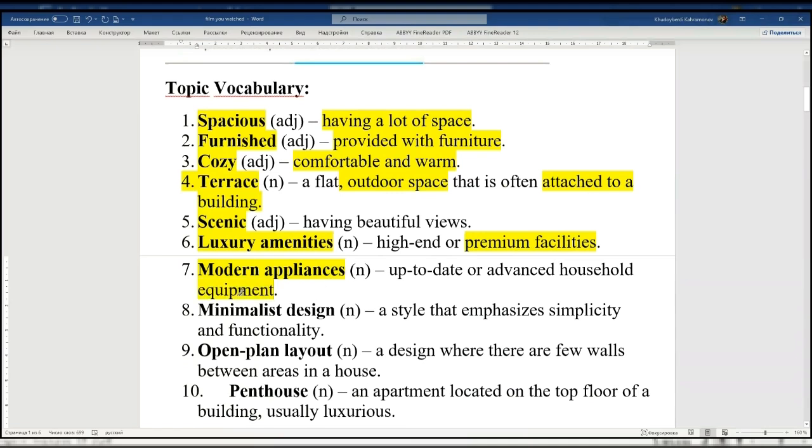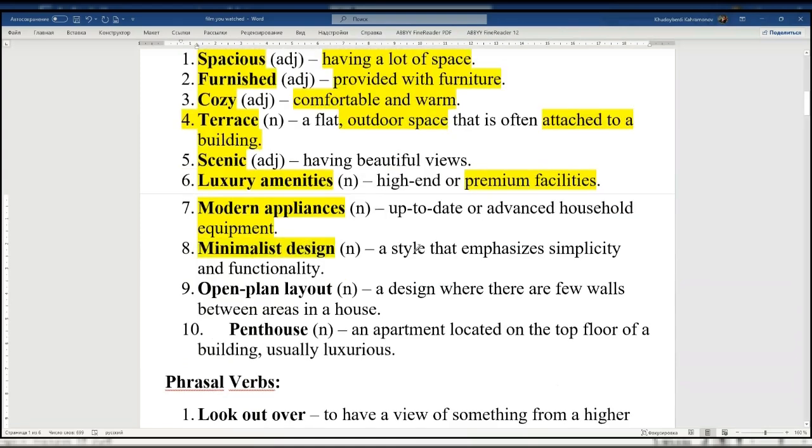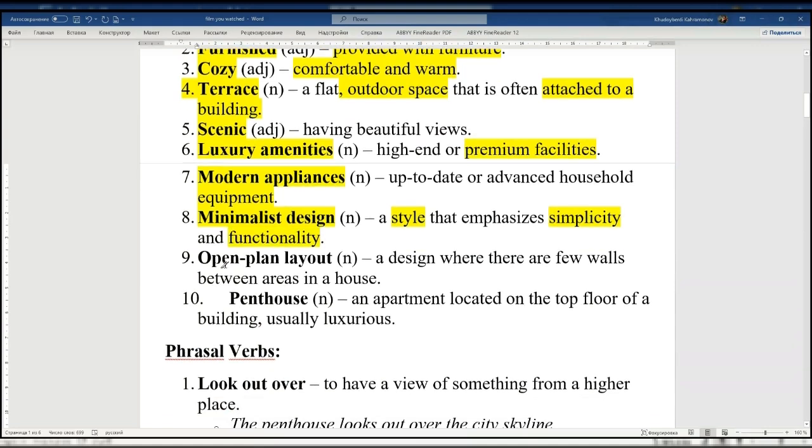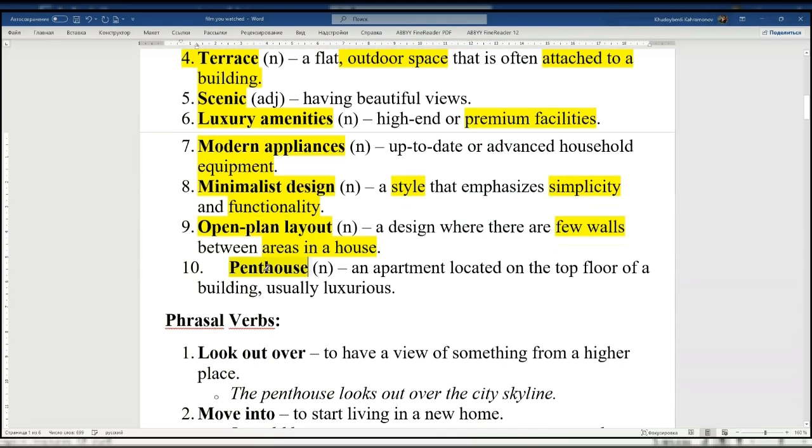Minimalist design, which means style. So minimalist style it's a style. It emphasizes simplicity and functionality. Open plan layout means design where there are few walls between areas in the house. And penthouse, an apartment located on the top floor of a building, usually luxurious, right?